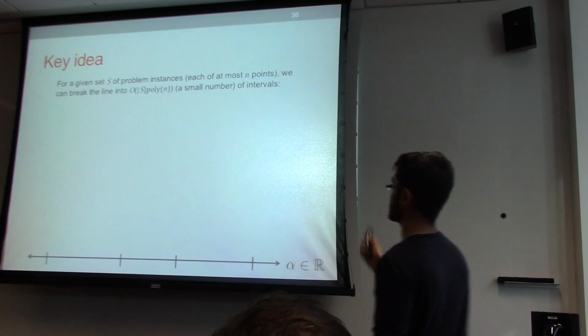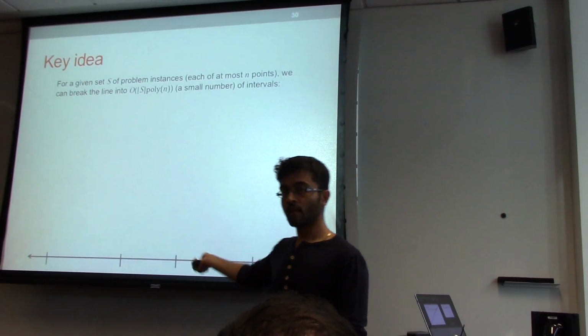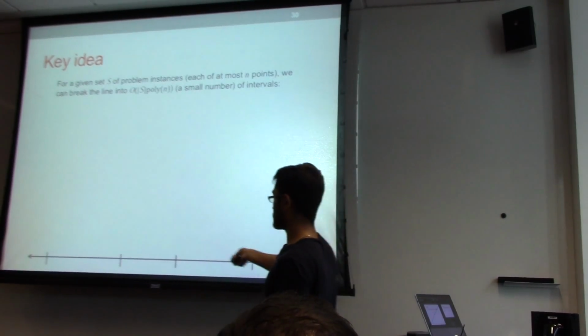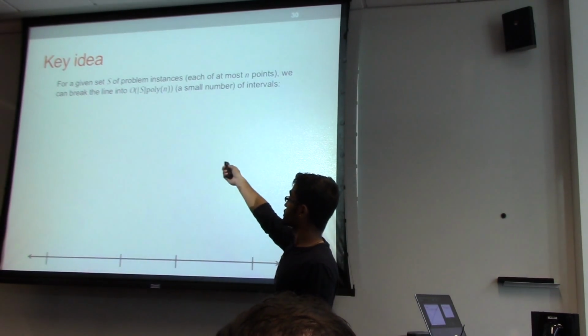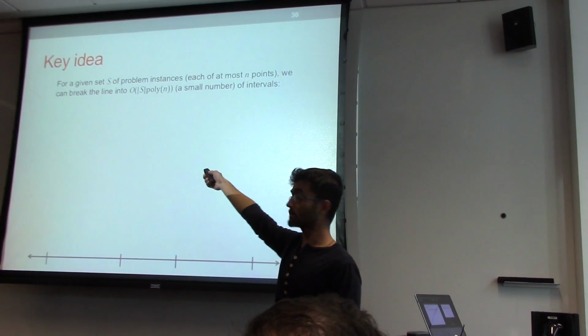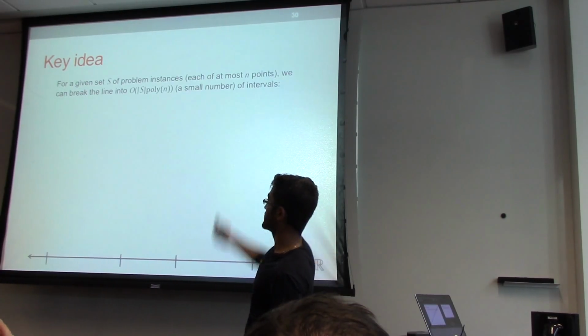So we have this cool result where we pick the alpha line, and we show that you can, in fact, divide this line into a small number of intervals. More precisely, the number of intervals is proportional to the number of samples that I've picked and the size of each problem. So there are endpoints in each problem.